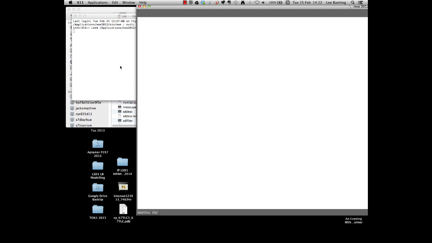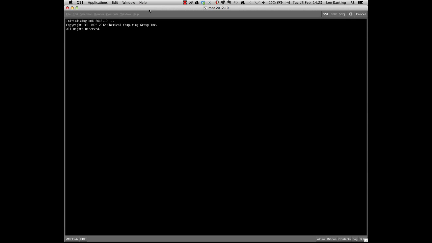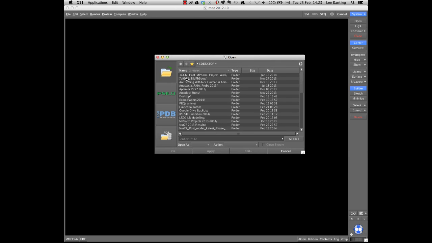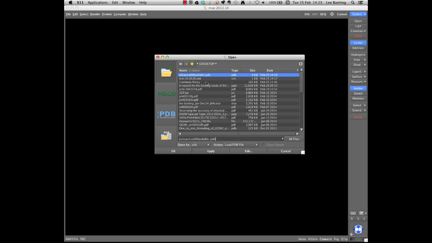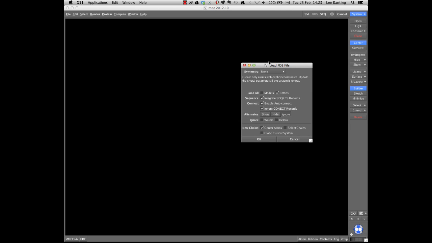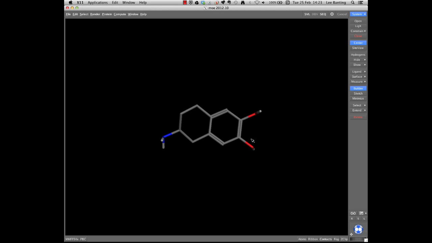So I'm launching MOE now. There we go. And remember that MOE is a molecular editing, molecular mechanics, and molecular dynamics software package for drug design, and will allow us to import our structure. I'm going to look for it on the desktop, and there's the PDB file that I saved. We've got some options to bring the information in, but we're just going to accept the defaults. And our structure comes in.